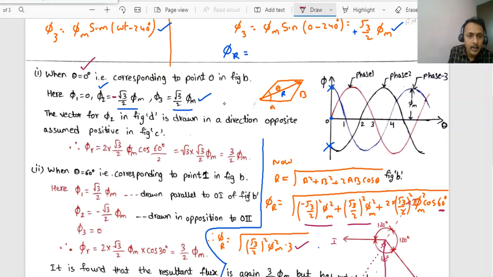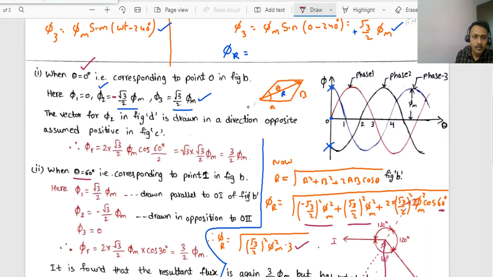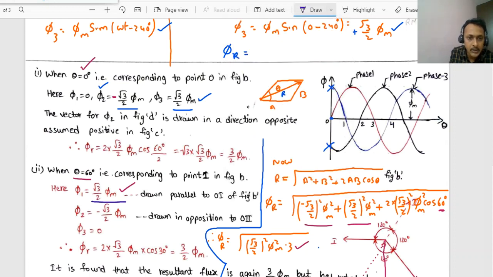Similarly we will do it at theta equals 60 degrees. What we have to do is, in these same equations, in the place of omega t, you will substitute 60 degrees and calculate. So sine 60 is nothing but root 3 by 2. Now at theta equals 60 degrees, the phi 1 value is 3 by 2 phi m? Sorry, root 3 by 2 phi m. At theta equals 60 degrees, phi 2 value will be minus root 3 by 2 phi m.